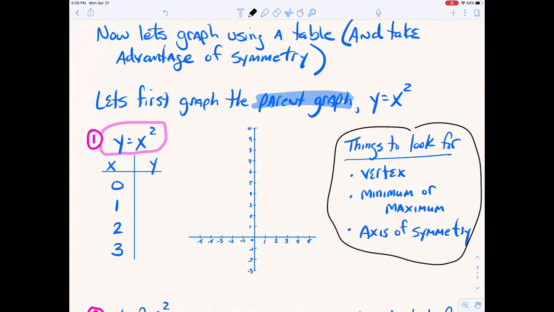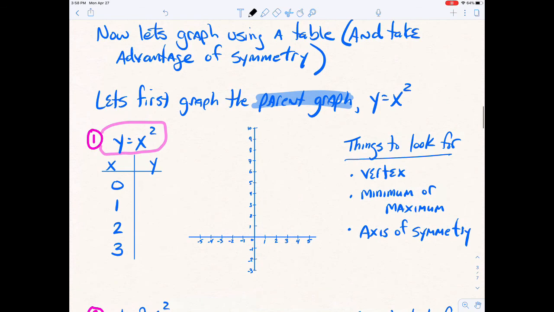If you watched the vocabulary video in Edpuzzle, you saw vertex, mins and maxes, and the axis of symmetry all referenced in that really good video. So here's what I want you to see. If this very first one is called the parent graph, which it is, y equals x squared, right? Y equals x squared is the most basic quadratic function that exists. We're going to call that the parent graph, and everything else is based upon that parent.